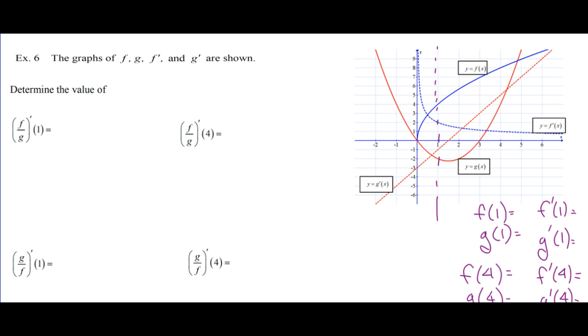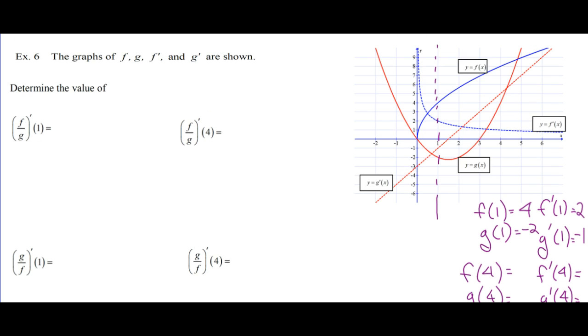F of 1 is what? F of 1 is 4. Well, f prime of 1. F prime of 1 is 2. G of 1, red, G. G of 1 is negative 2. And g prime of 1 is negative 1.